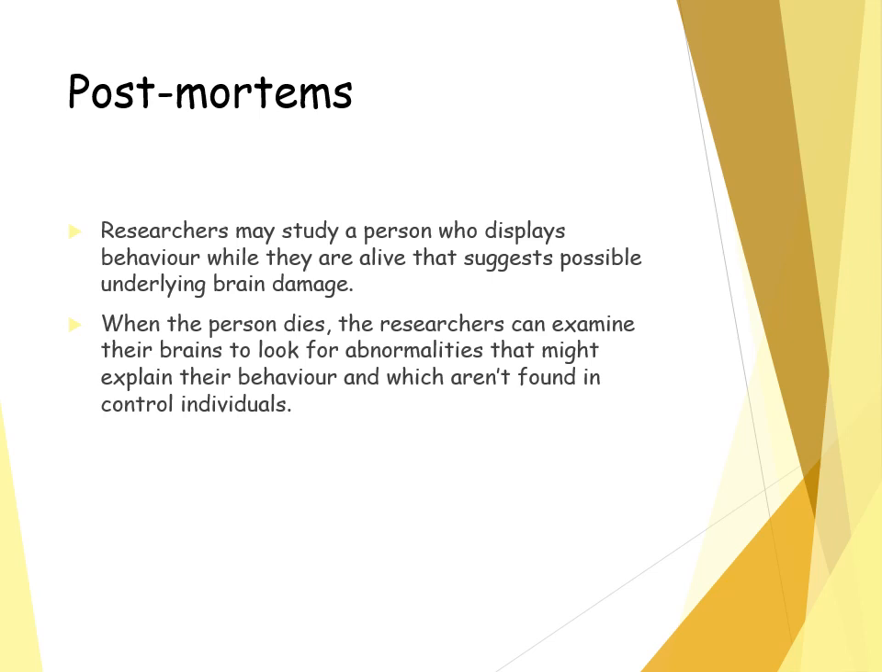Post-mortems then. And this is a way of studying the brain, not scanning the brain, so it's important to be aware of that. So researchers may study a person who displayed behaviour while they were alive that suggests that they had an underlying brain damage, such as Broca with Tan, so he investigated his brain when he died. When the person died, the researcher can examine their brain and look for abnormalities that might explain their behaviour, which aren't found in control individuals. So it's like cutting open the brain, doing a dissection and looking for abnormalities within their brain structure that could influence or suggest brain damage and why they displayed that behaviour.